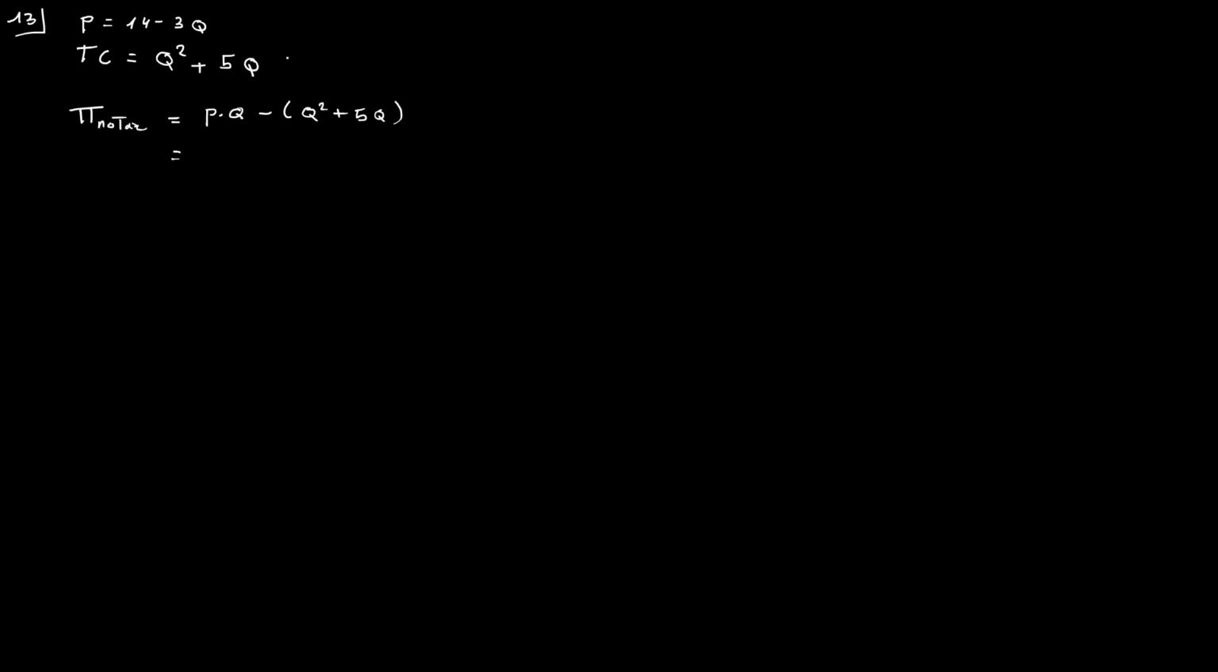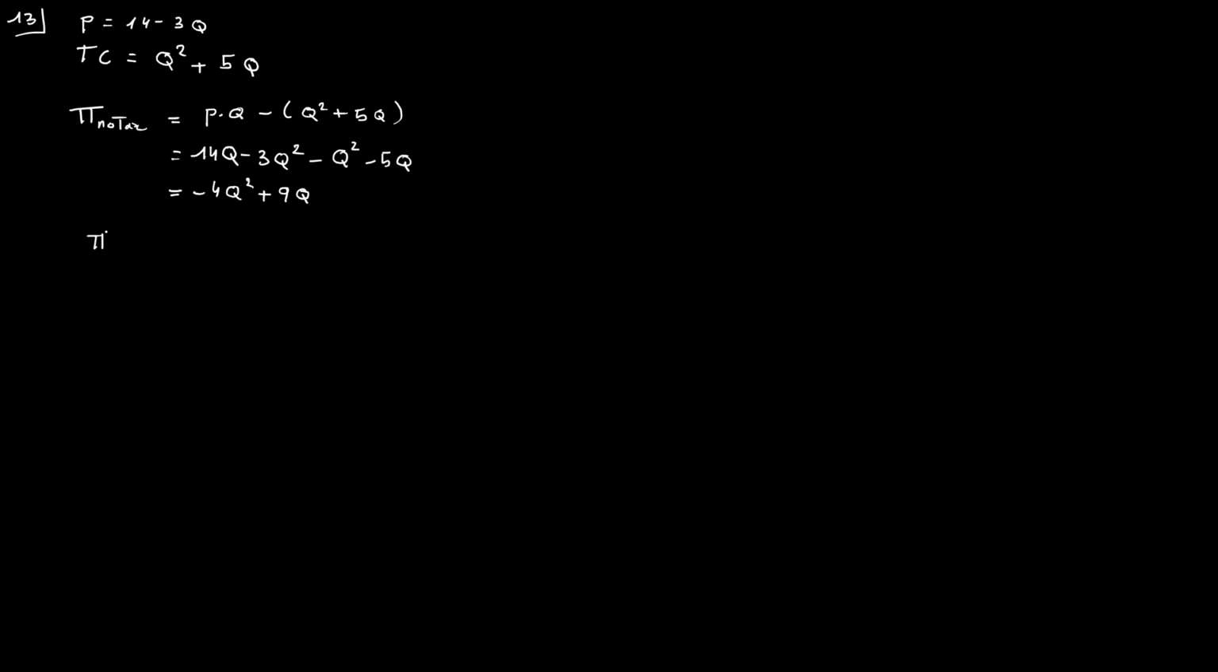Okay. If we have this, well, what do we get? We can rewrite it a little bit. We get 14Q minus 3Q squared minus Q squared minus 5Q. Or in other words, our profit function in that case is minus 4Q squared plus 9Q. So now we're interested in optimizing this.